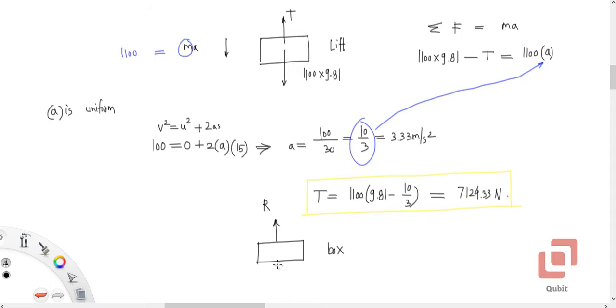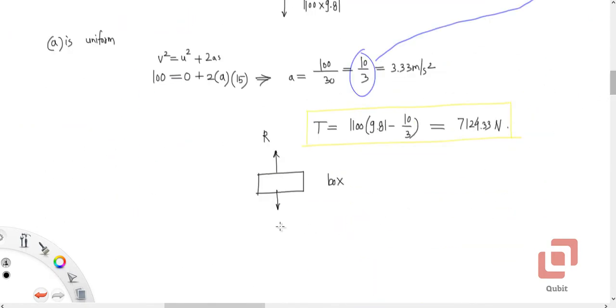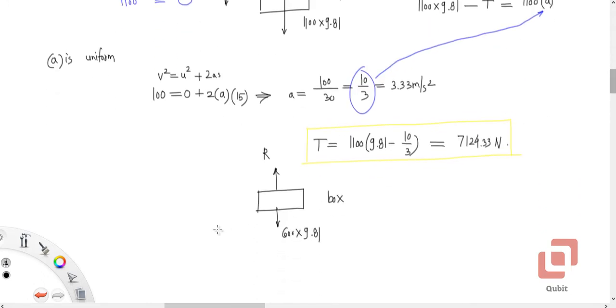And weight. But now we will consider 600. So 600 into 9.81. But acceleration is still the same, which is 10 by 3. So this is moving downwards with an acceleration of 10 by 3.